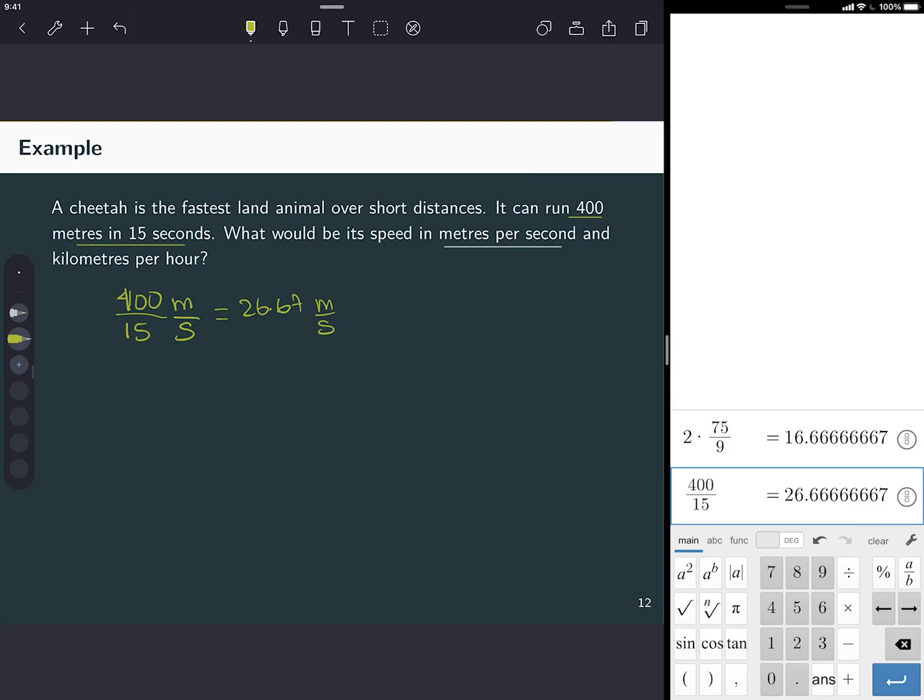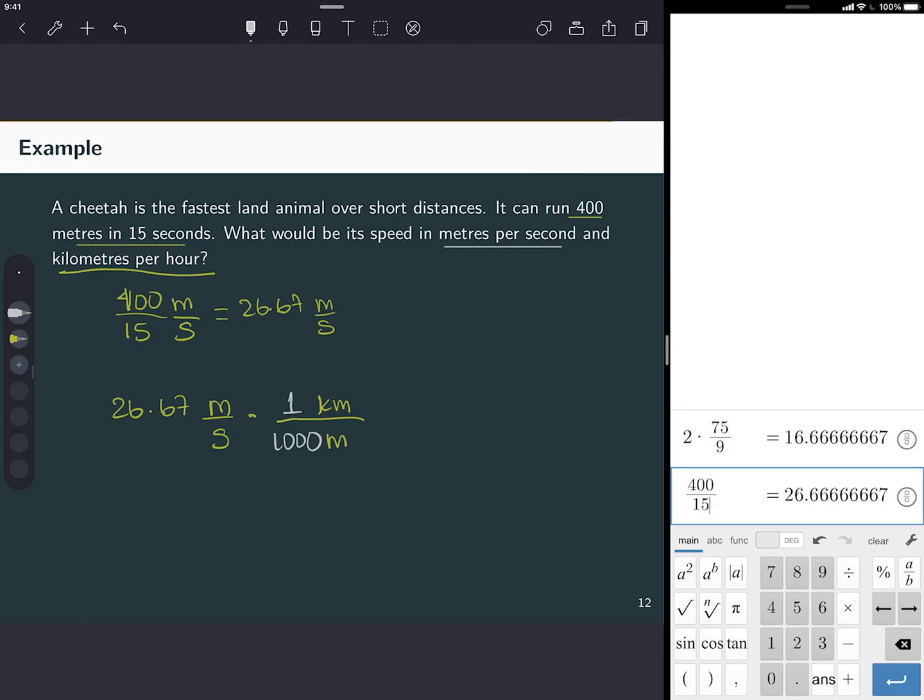Now, the second question asks for its speed in kilometers per hour. I know it's 26.67 meters per second. I want it in kilometers per hour. So I'm going to convert the meters to kilometers. I want kilometers in the numerator and meters in the denominator so that they cancel. I hope you know that kilo just means 1,000. So 1 kilometer is 1,000 meters. This is what we sometimes call a conversion factor, but it's very simple, right? 1 kilometer is 1,000 meters.